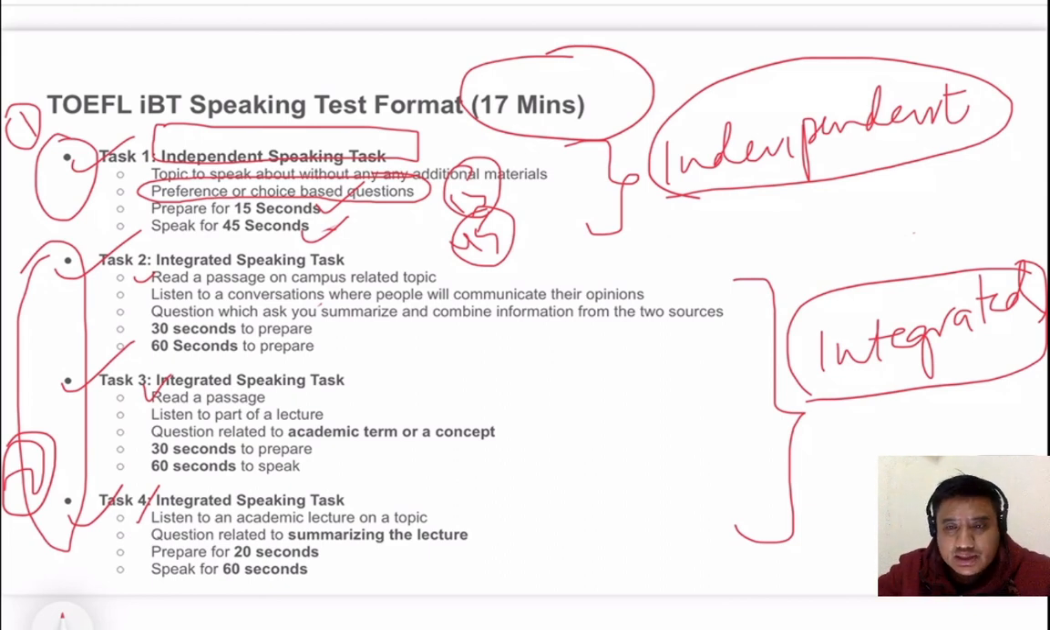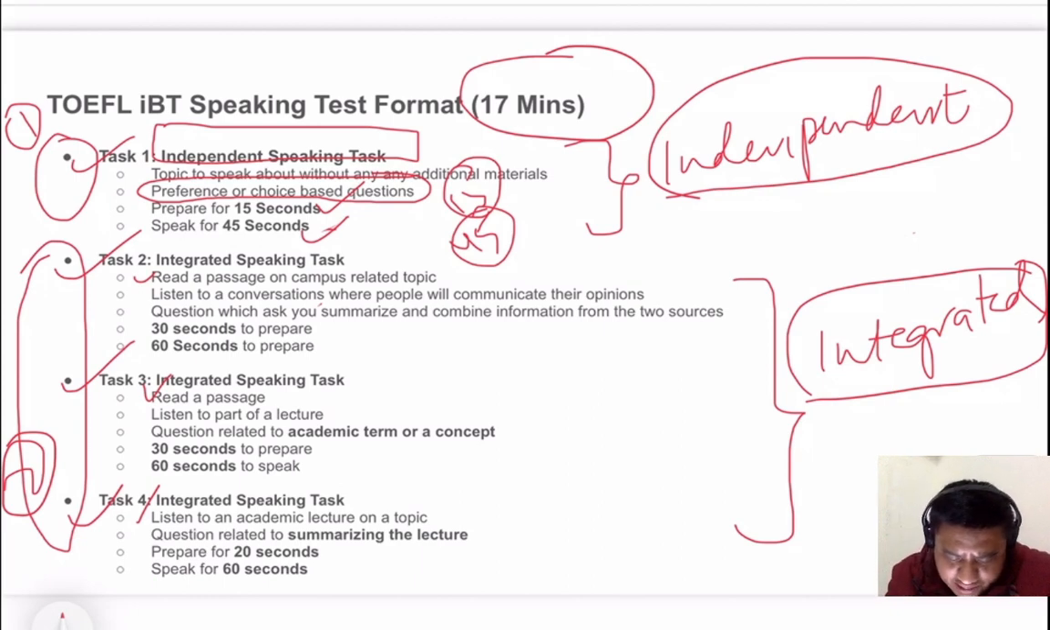Now, to see how it will look in an actual exam, at the end of the video, once I finish talking, I'll also show you a demo of how it actually looks in the real exam. I'll do that by the end of this particular session. But for now, you need to know that in the independent speaking test, you're directly given a question where you have to either make a choice or state your preference. For that, you get 15 seconds to prepare, and then you have to speak for 45 seconds.